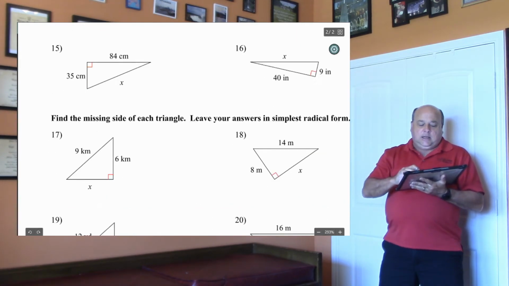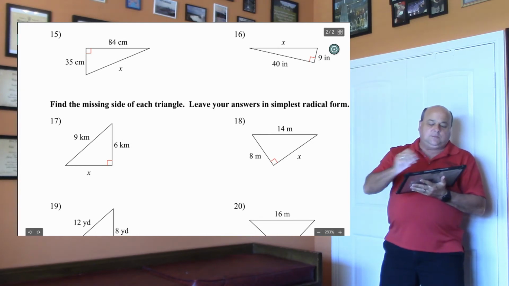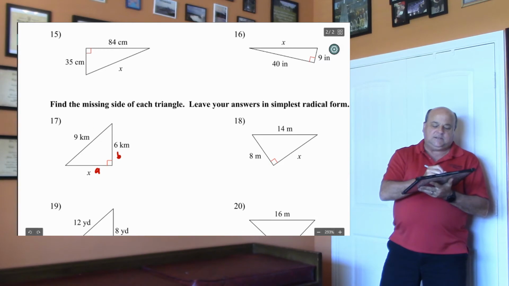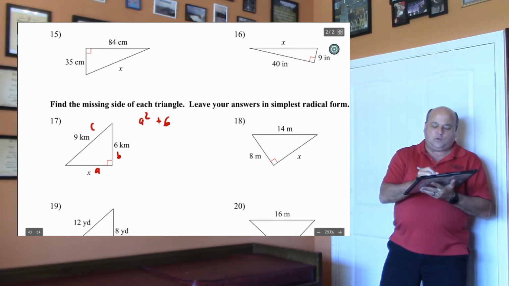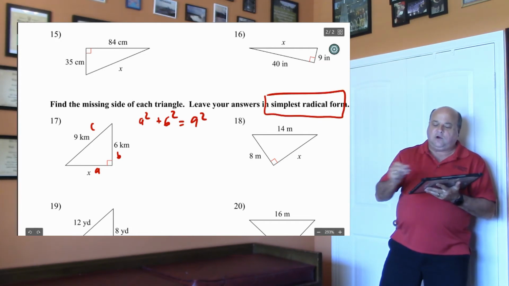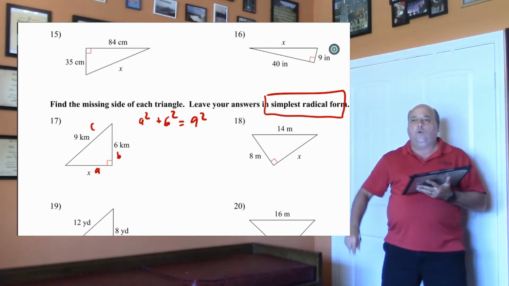Okay. Go down to 17. That's where we subtract, okay? So on 17, let's just make this A, B, and C. So A squared plus 6 squared equals 9 squared. Now on here, you're going to have to leave your answer in the simplest radical form.